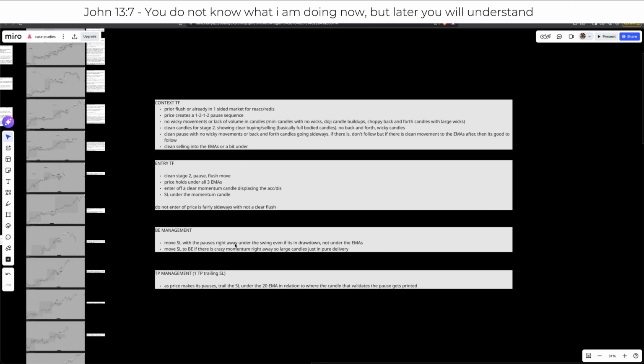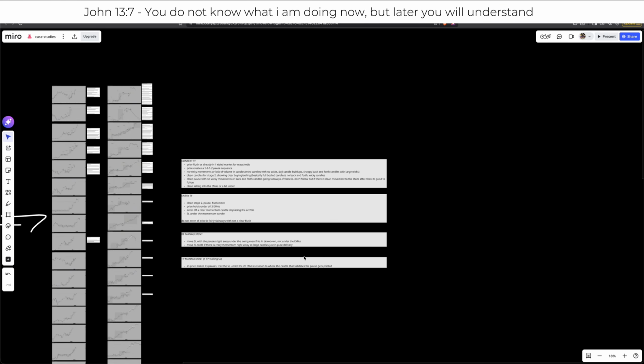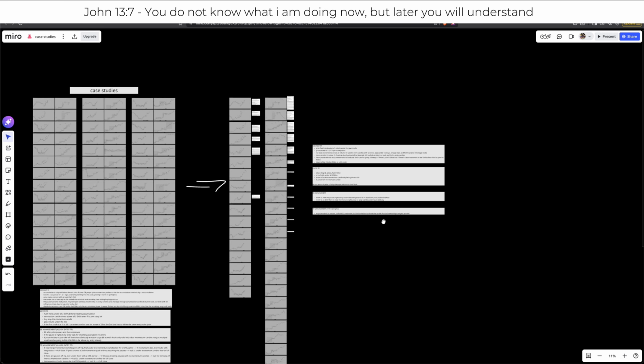So move the stop loss with the pauses right away under the swing, even if it's a drawdown, not under the EMAs. Move the stop loss to break even if there is crazy momentum right away. So a large candle is just pure delivery. And then my take profit is literally just a trailing system. So as price makes its pauses, trail the stop loss under the 20 EMA in relation to where the candles that validate the pause get printed. And that's it.